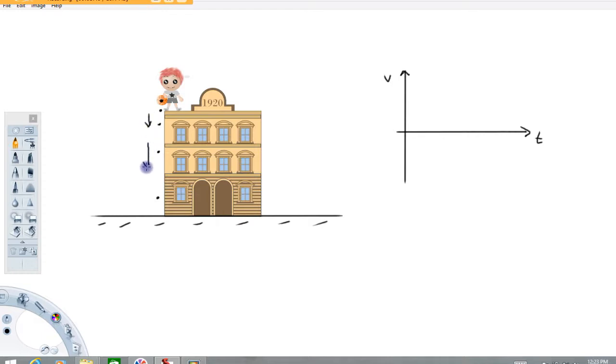These vectors point downward because the ball's velocity vector is downward. The ball's moving down. And another important thing to realize is that these vectors would be increasing in length because the ball's moving faster and faster and faster. Right. Now, velocity is a vector quantity.